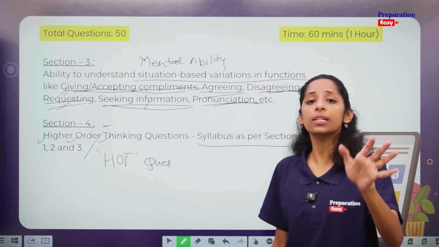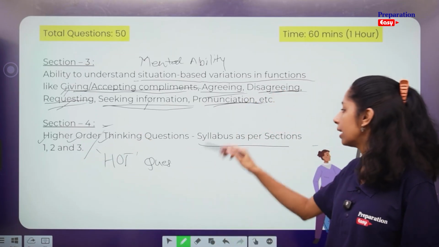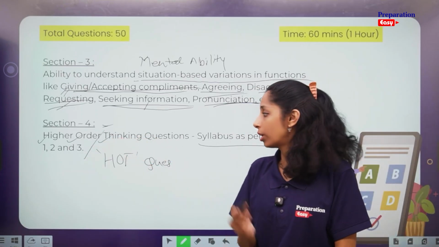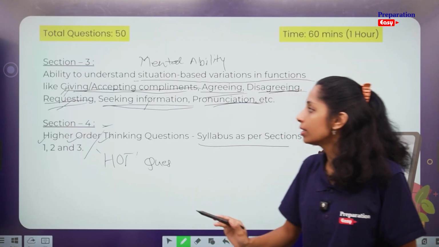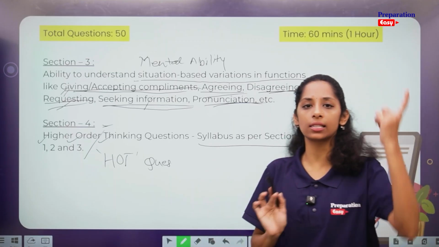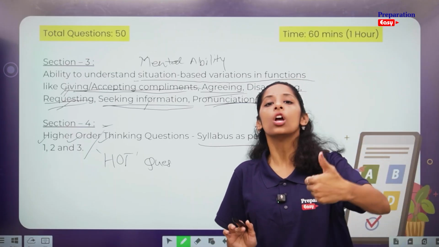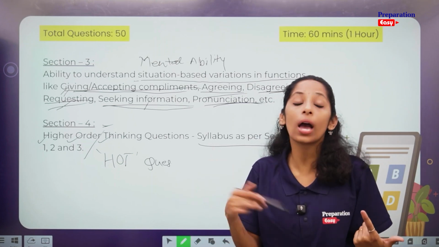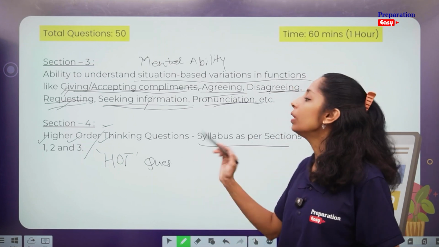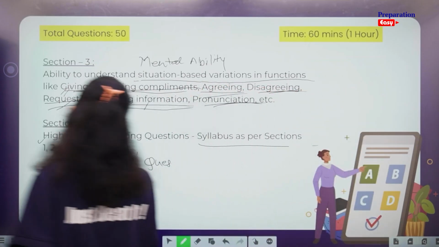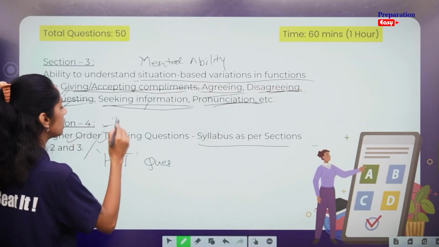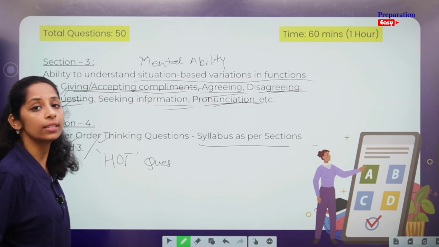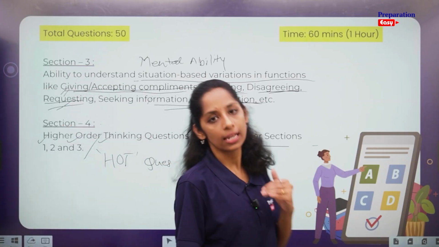So we don't need to understand right now what higher order thinking exactly means, but we need to understand that if you are able to understand sections 1, 2 and 3, if you have good critical thinking and creative thinking, then you will be able to achieve good marks in section 4. Why? Because this is your achievers section.